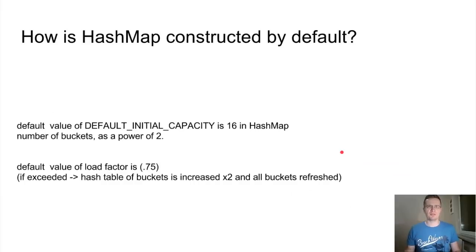Next question, how is the HashMap constructed by default? By default, the initial capacity is 16 in a HashMap. The number of buckets is always a power of 2. So here the default will be 16 buckets, which is a power of 2. The default value of the load factor is 0.75. If it's exceeded, the hash table of buckets is increased 2 times and all buckets refreshed.